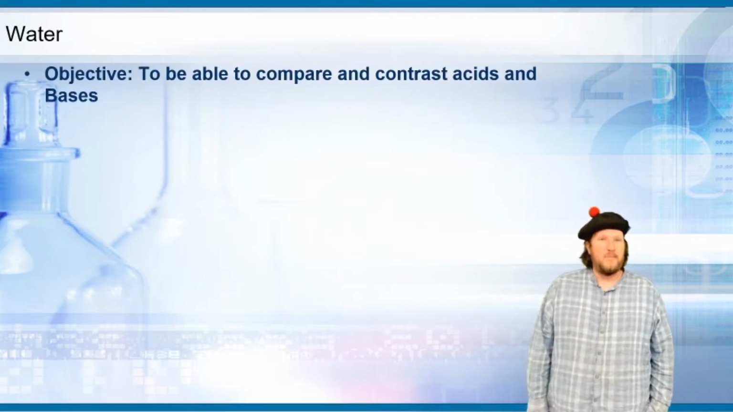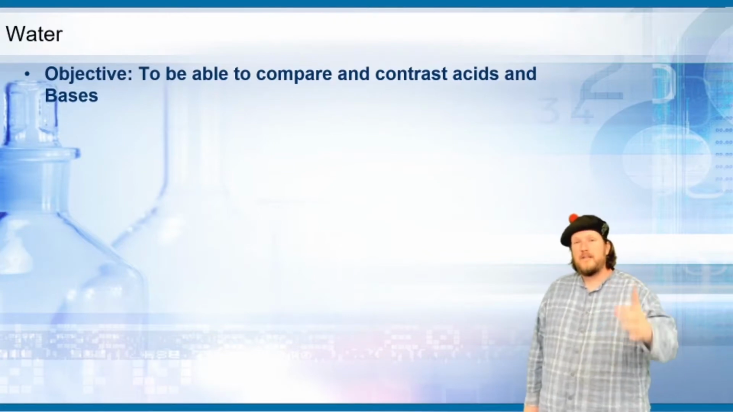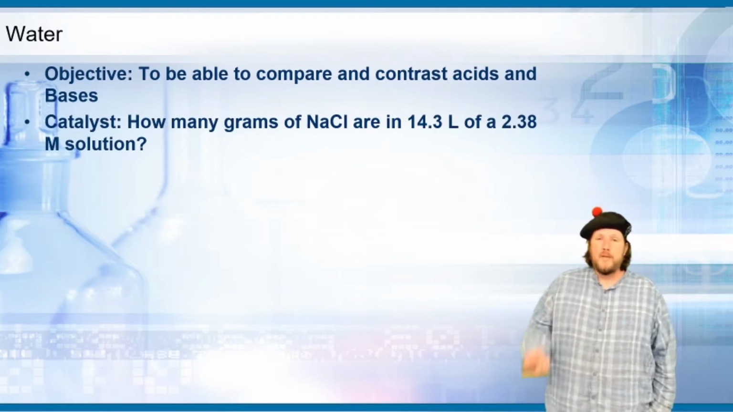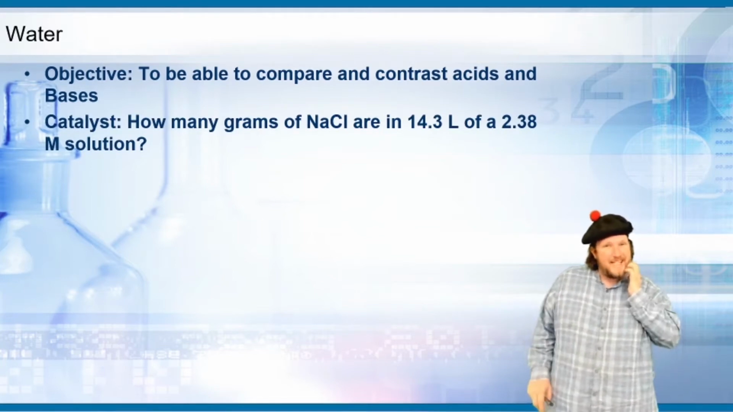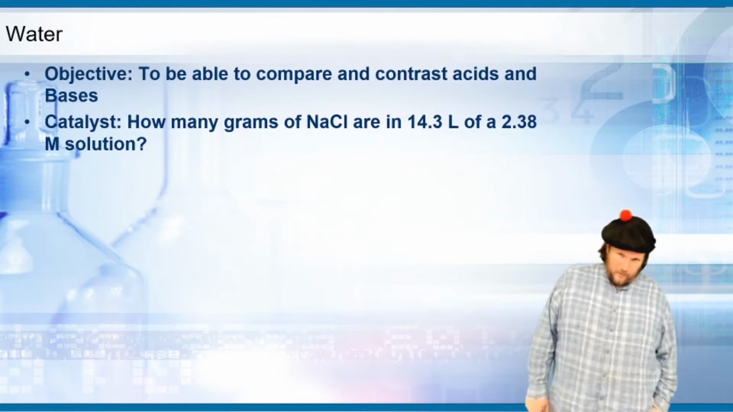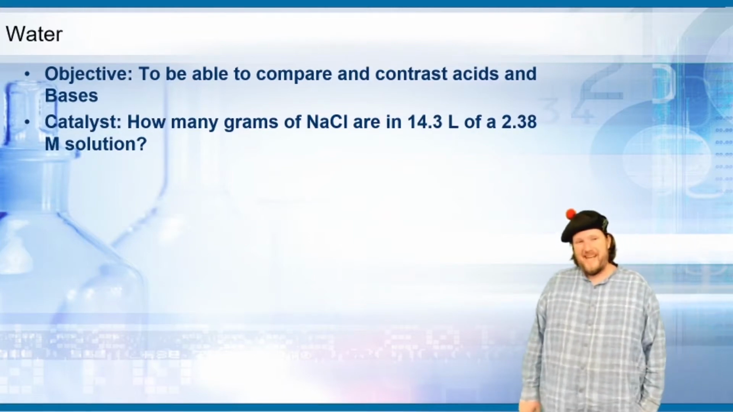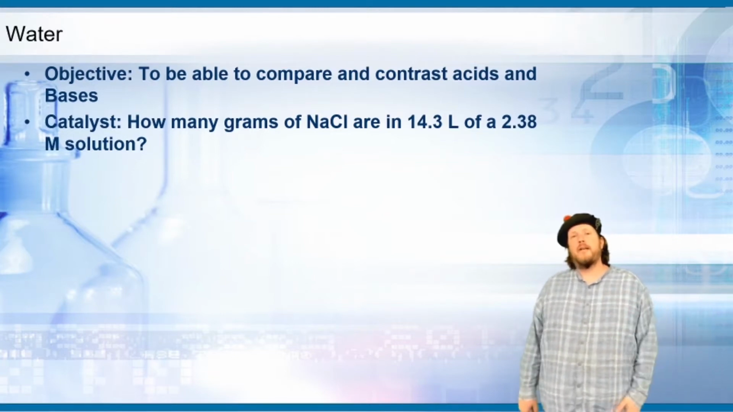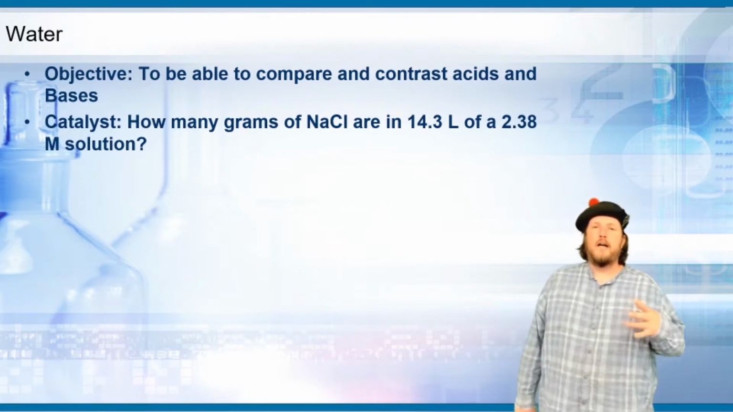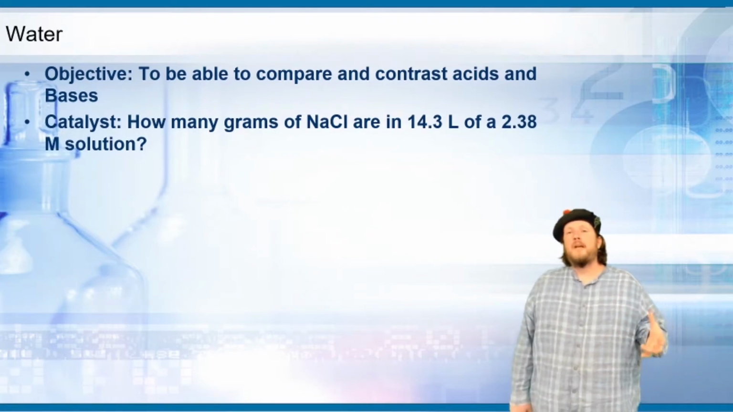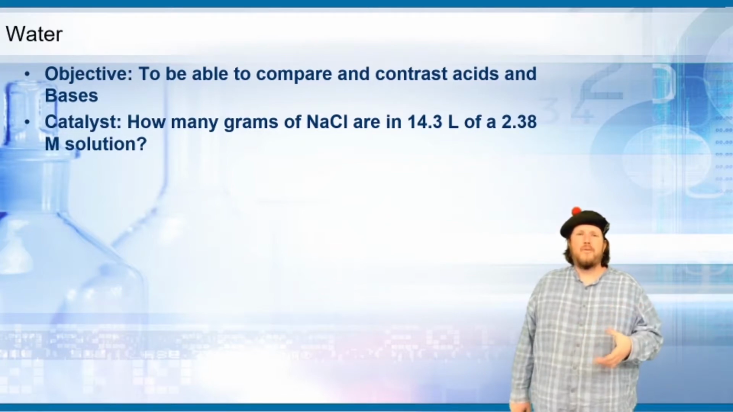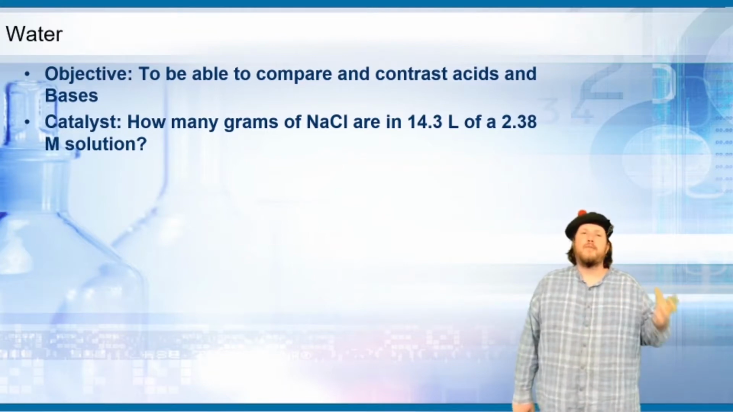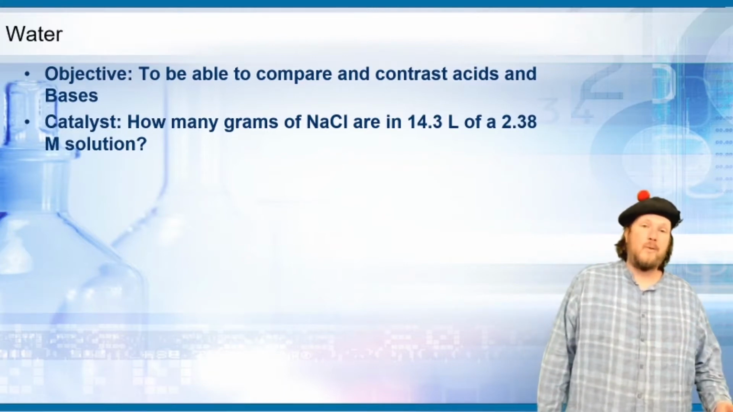But wait, there's more. We're actually not just going to talk about water, we're going to talk about acids and bases in water today. Your starter for the day is: how many grams of sodium chloride are in 14.3 liters of a 2.38 molar solution? You should take your 2.38 molar, multiply it times the liters. That should give you moles, and then you need to convert from moles to grams of sodium chloride.